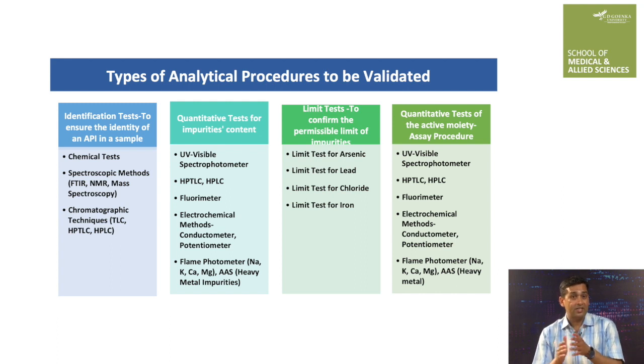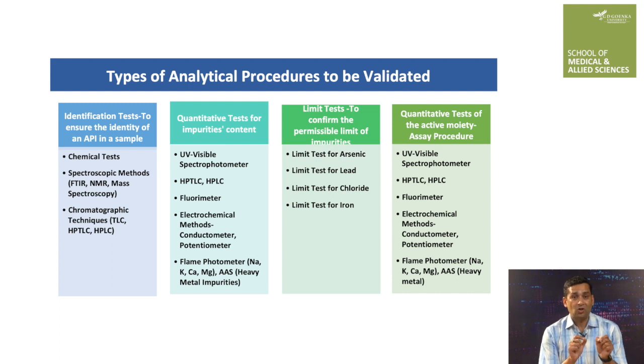The next category is limit test, which is performed to confirm the permissible limit of certain impurities. For example, limit test for arsenic, lead, chloride and iron.